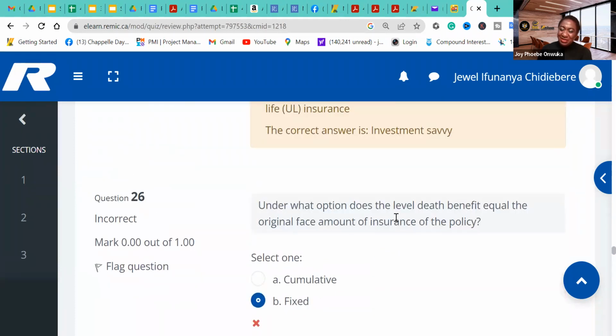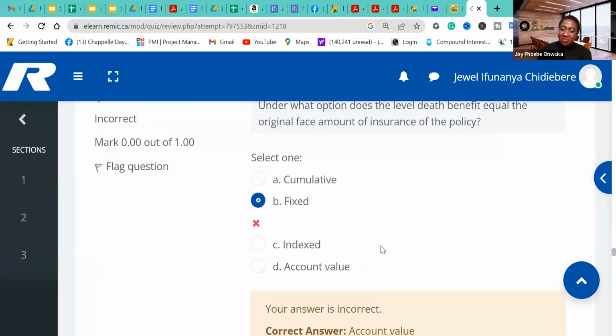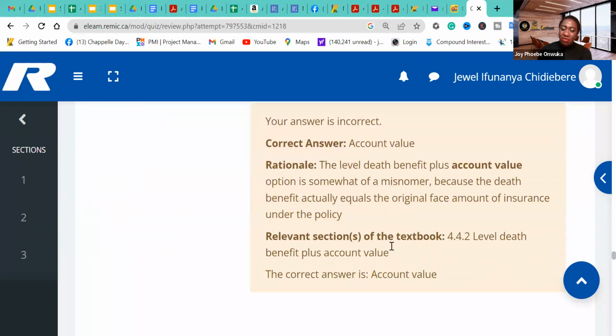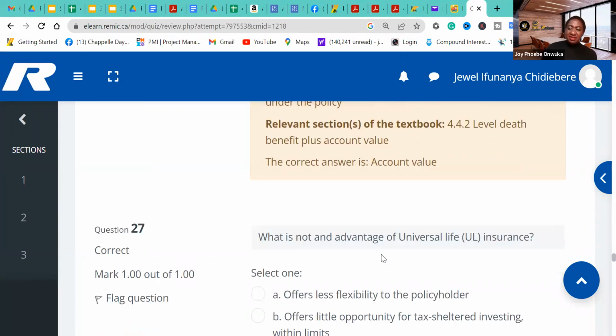Oh, we didn't get this. Under what option does the level death benefit equal the original face amount of insurance of the policy? We said fixed cumulative index account value. Oh my God, you see that?